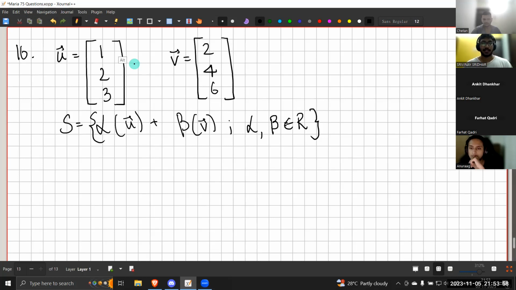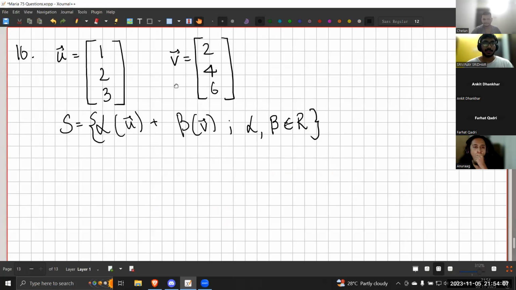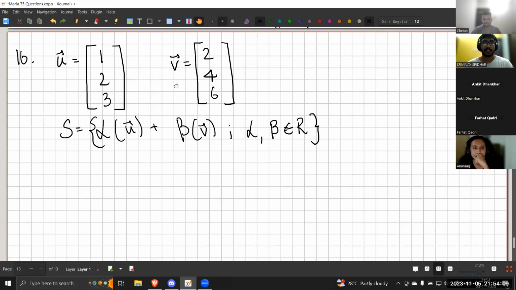Our set would be this, and we just have to check whether it is a subspace of R3. Here I've taken 2 points: I've taken U to be 1, 2, 3, and V to be 2, 4, 6. And I'm defining S, maybe let's call it S1 for now, and all of S1 belongs to R3.